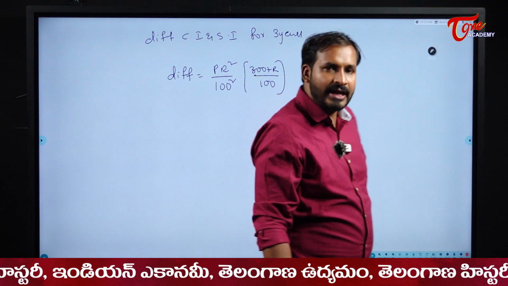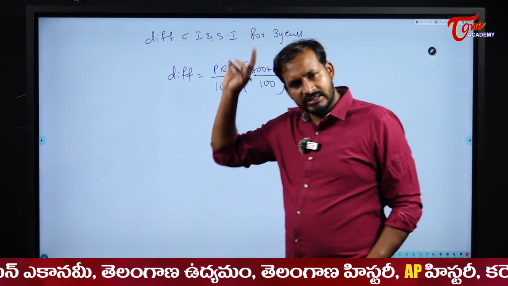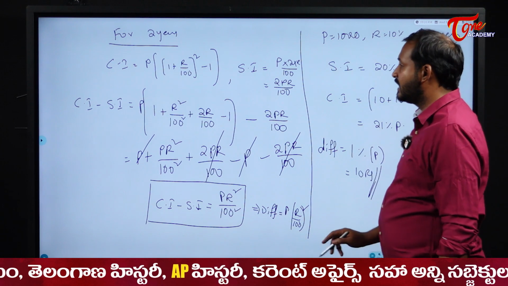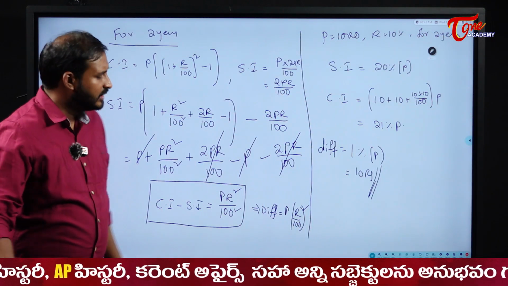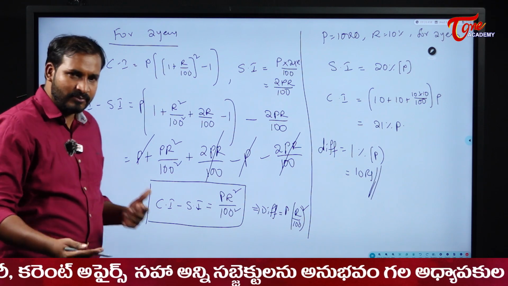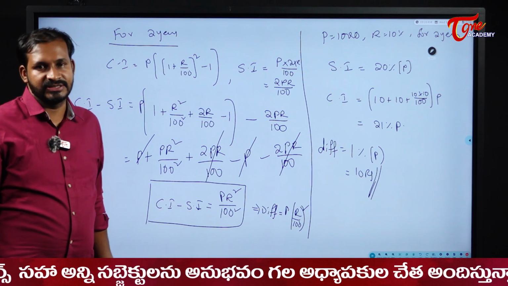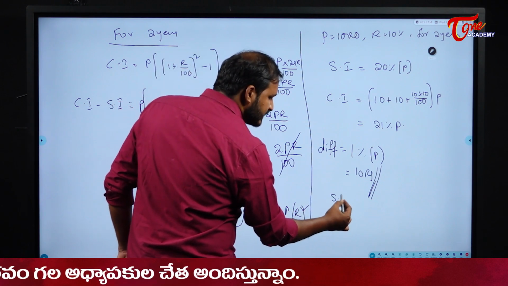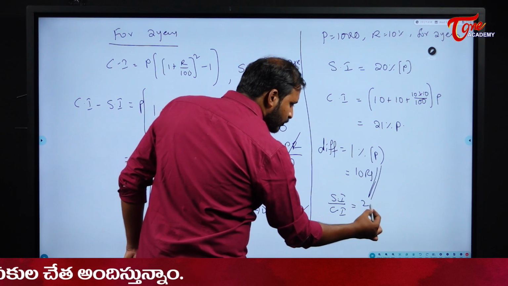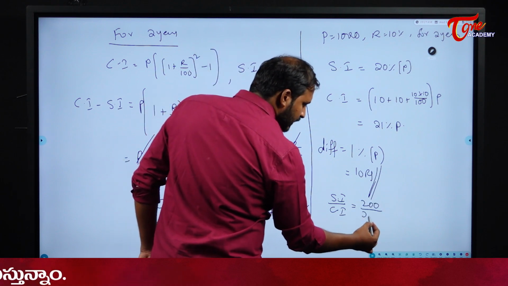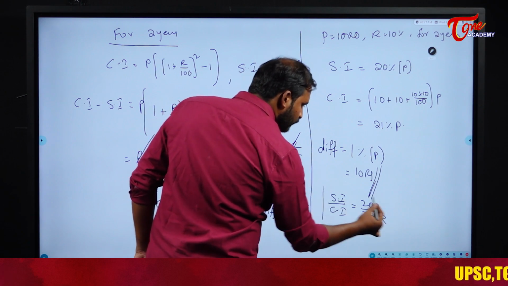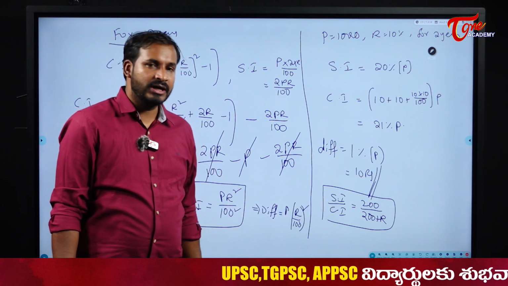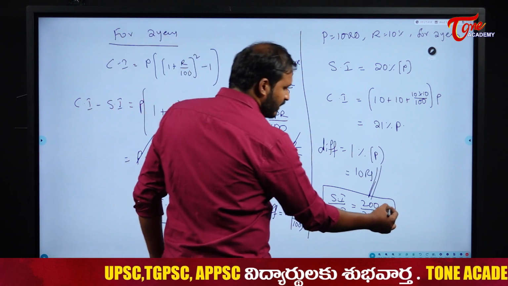See, students, there are many multiple formulas. You can observe one more formula for the difference between CI and SI for 2 years. But what happens is, if you learn many formulas, it will confuse you in the examination hall. That is the reason we will go with only 2 formulas. There is one more formula in this case, that is SI by CI is equal to 200 by 200 plus R. This is one more formula for 2 years.